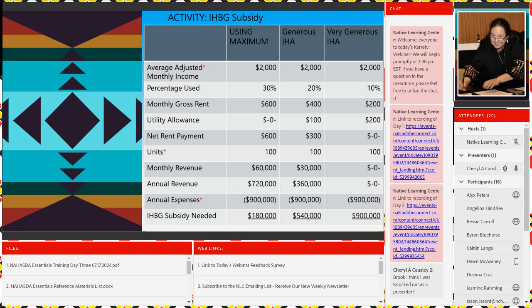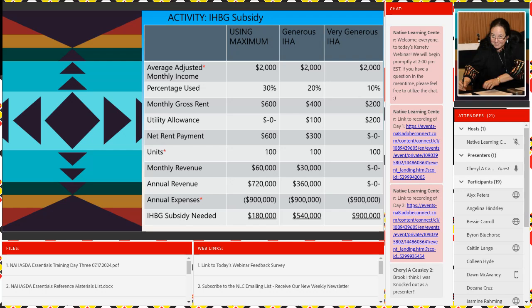Then you have the very generous IHA. They're going to charge 10%. They're going to give a $200 utility allowance. And at that point, you're not going to make anything. Okay. Annual expenses are still $900,000. So it's going to take $900,000 on a yearly basis of your block grant subsidy.